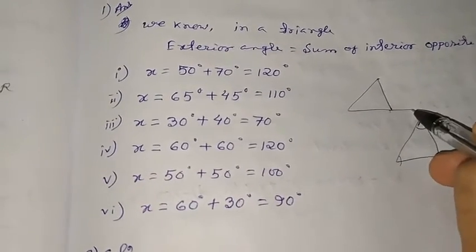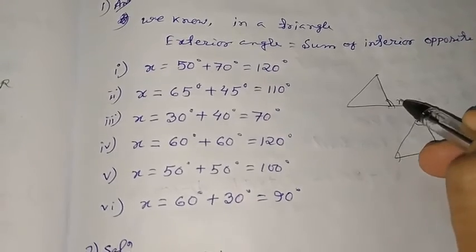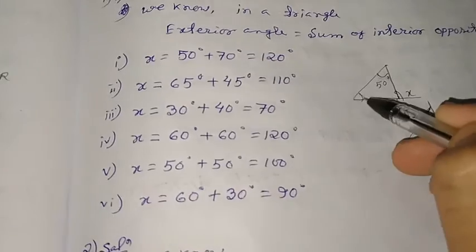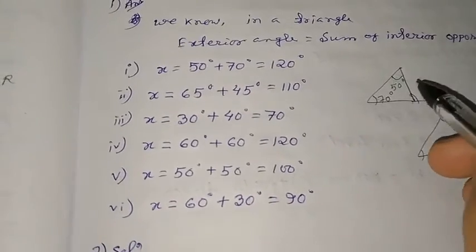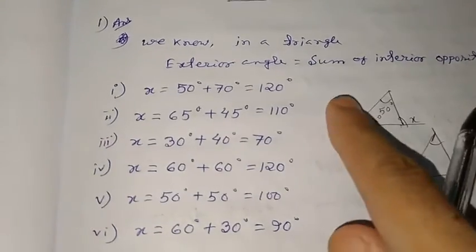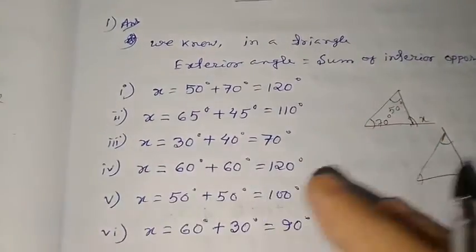This is the figure. It is x. It is 50 degrees. It is 70 degrees. Okay, so you have to find the value of x. We know a theorem. We have to know it. These problems are very important.